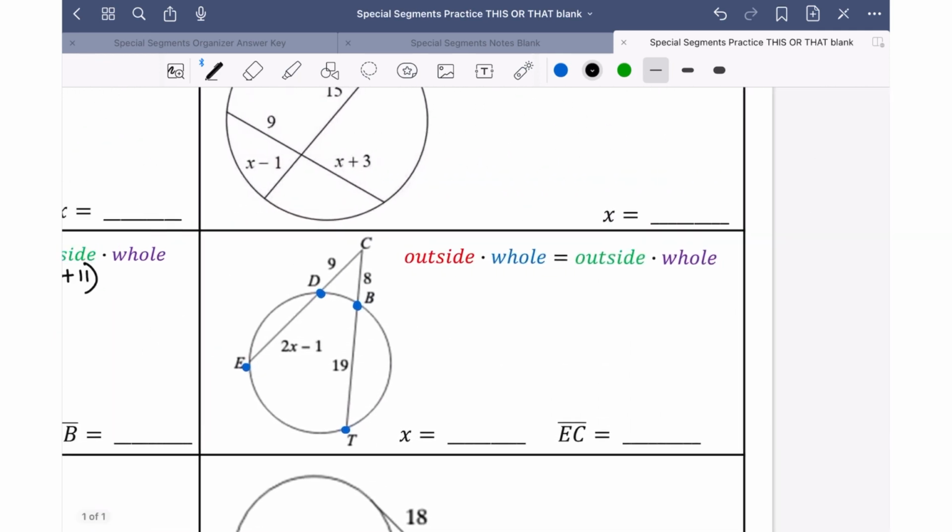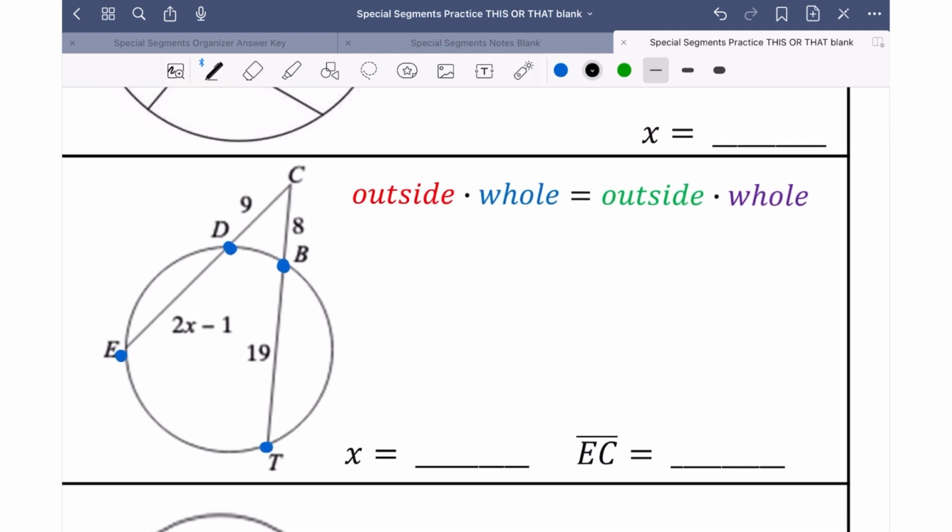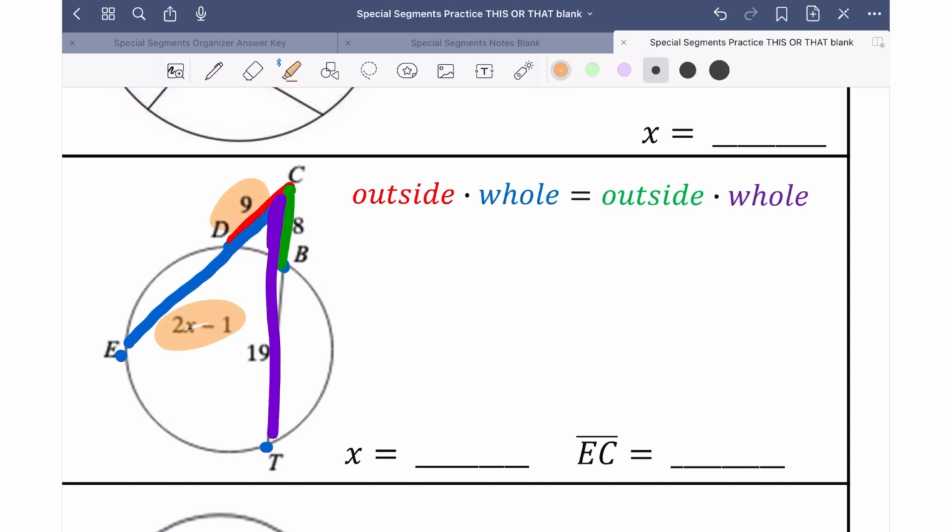If you picked this problem, then let's do the same thing. The outside over here is the 9 and the 8. Okay? But the whole thing on the first one is this plus the 9. And over here, it would be 19 plus 8. Okay? So just figuring out that these together and these together is the whole thing. So let's fill in our formula.